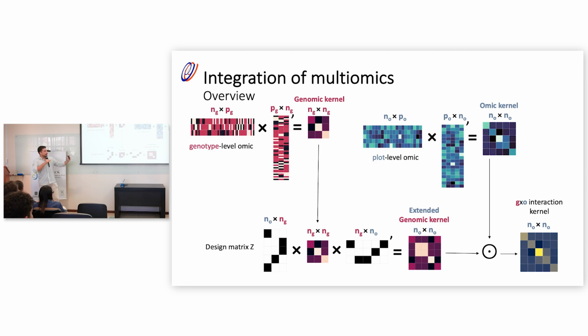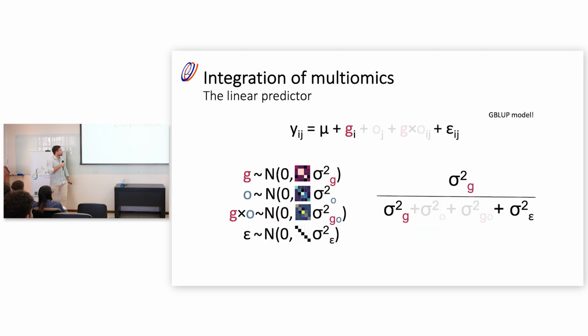And now, this is the hard part, that they have the same dimension, we can multiply them. Well, okay, this is a matrix multiplication. This is just a Hadamard product, which is element-wise multiplication. So we need the matrices to have the same dimension for that. And we can get this nice G by O interaction kernel. This kernel is going to tell us about the relation between the 2 variables, and is the way to model interaction with omics. So keep in mind these 3 terms: omic kernel, extended genomic kernel, and GO interaction kernel, because now it's time to build the linear predictor.